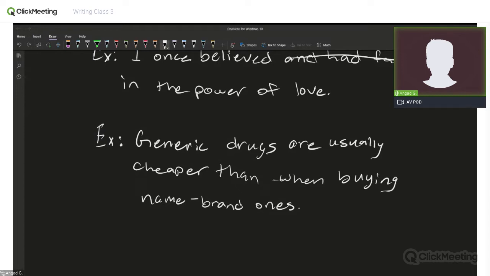Right? This is a useless phrase, we don't need when buying. Generic drugs are usually cheaper than name brand ones, right? This one, buying, is just a useless phrase. You guys get that?